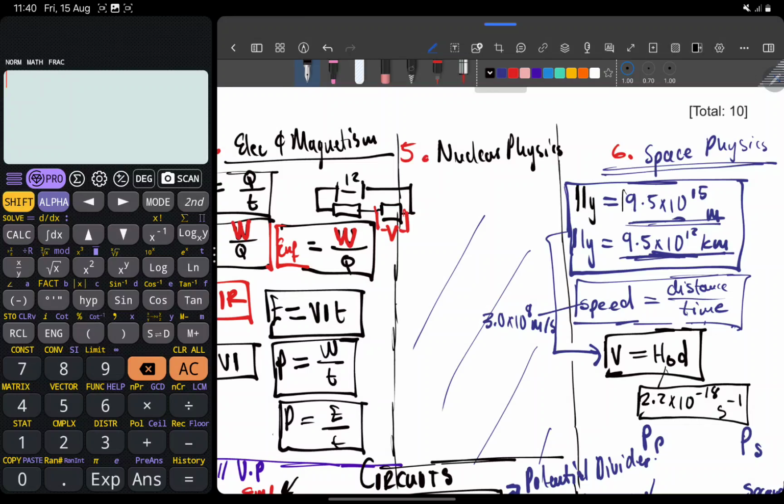9.5 times 10 to the 15 is you changing the distance that light traveled. If you want to find the distance that light traveled in 1 year, we call it 1 light year. So if you're told that something is 30 light years away, how long does light take to get there?